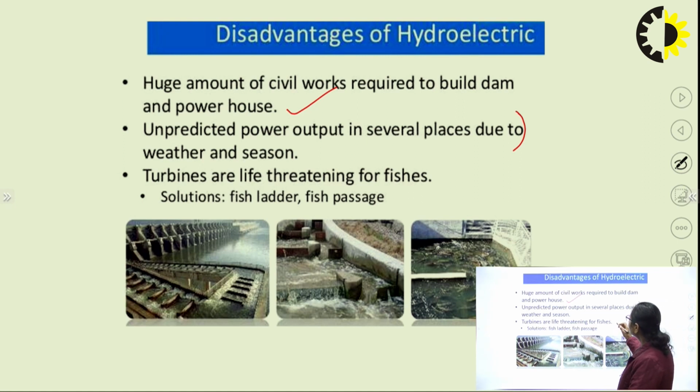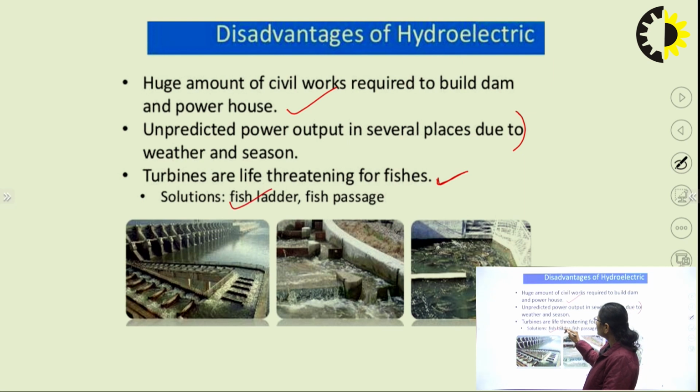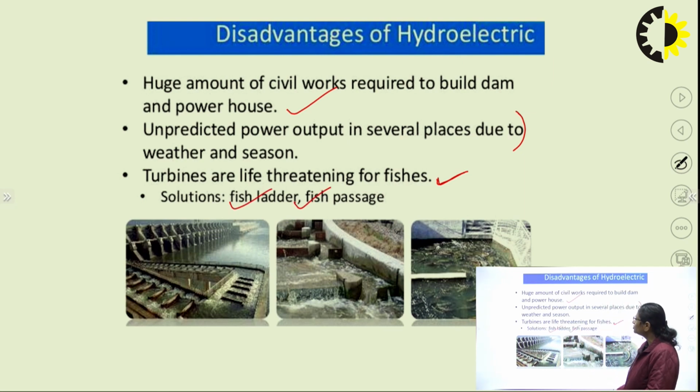Turbines are life-threatening for fishes. We do have a solution for the same, but again, it will require certain arrangements and initial investments. So, the solutions are the fish leading system, fish ladders, and the fish passage system, provided to save the life of the fishes.